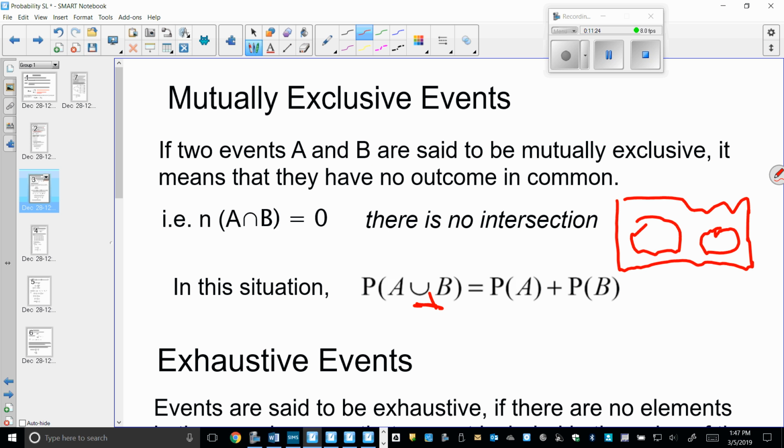Yeah? This fact is sometimes used to show that something is mutually exclusive. So they'll give you some information and you have to manipulate that and show that the union is equal to just A plus B.